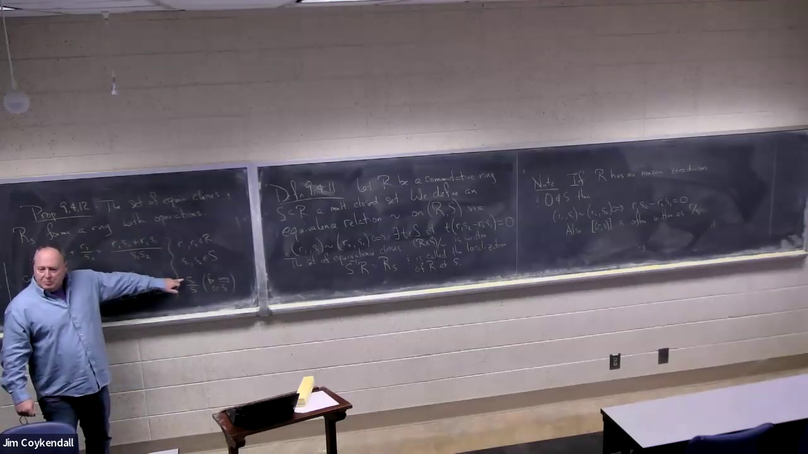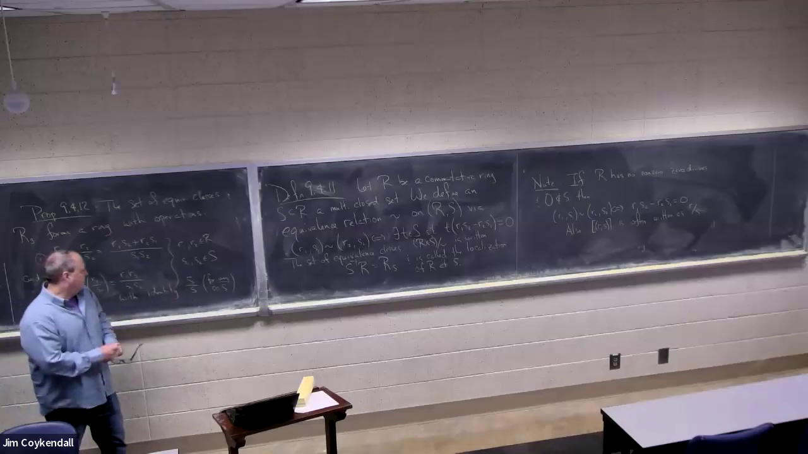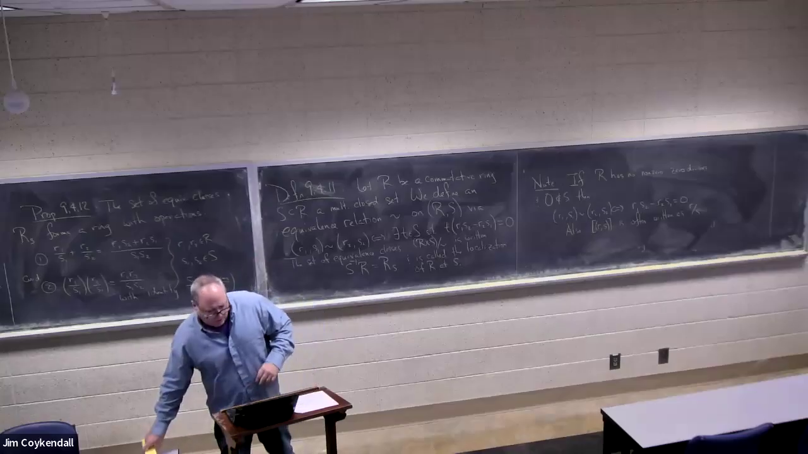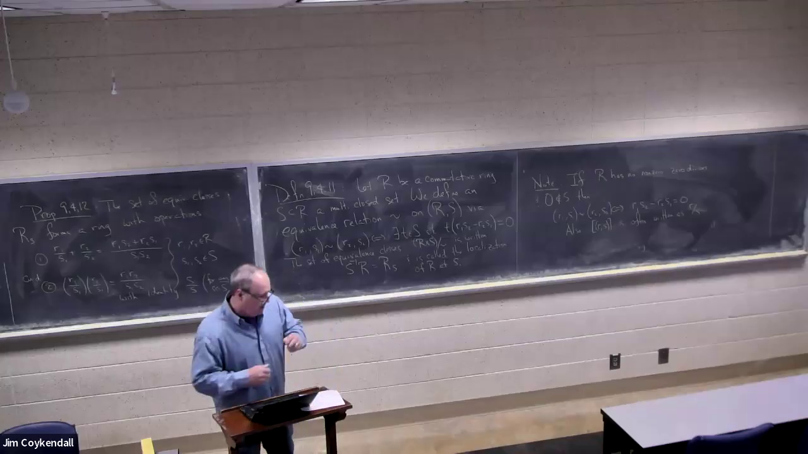If you take the fraction, if you pick any element of S and write s over s, that functions as the identity. And it doesn't matter which s you pick, they're all equivalent. So even if you start off with R being a ring without identity, this particular localization gets one.